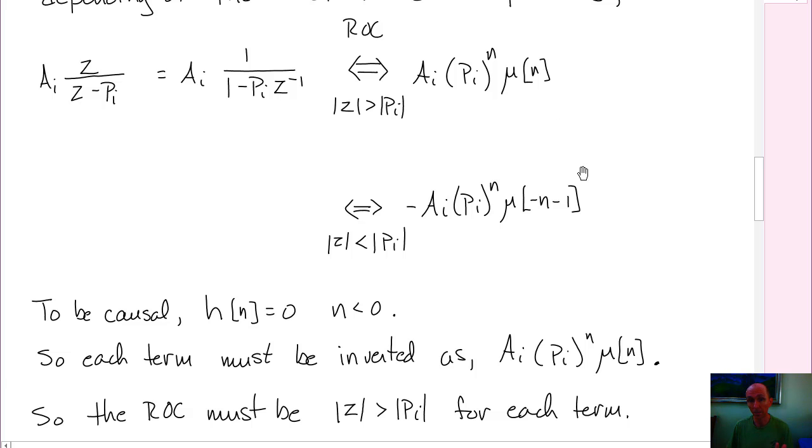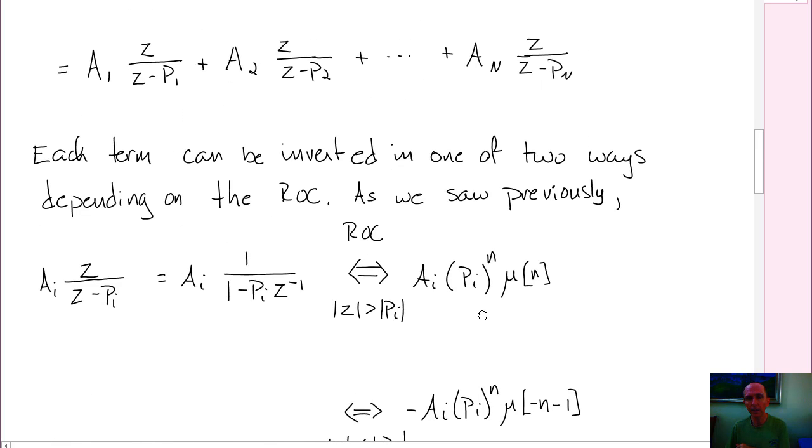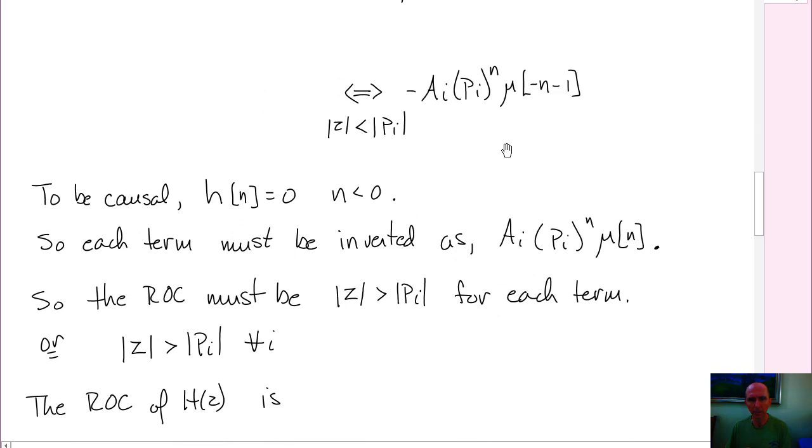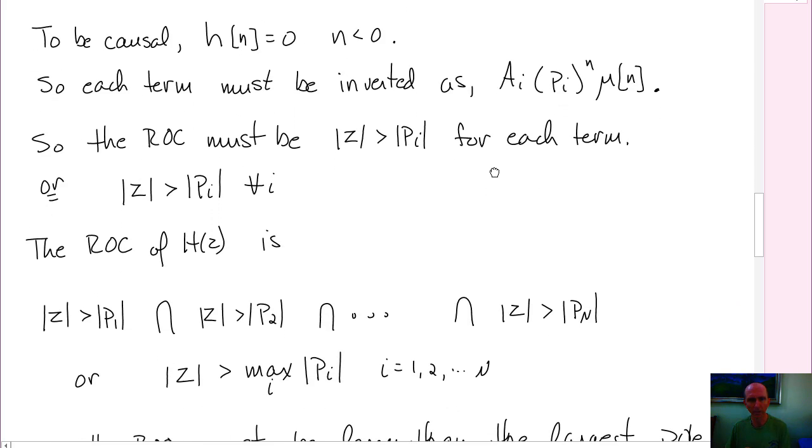We say, well, for the system to be causal, we need this inverse, not this inverse, because the second inverse that's here has values from minus infinity to minus 1. This one has values from 0 to infinity. And so this is the one we want. It means for the system to be causal, each term will have to be inverted this way. Now what does that mean? It means, of course, if we put all these things together, each term must be inverted as this.